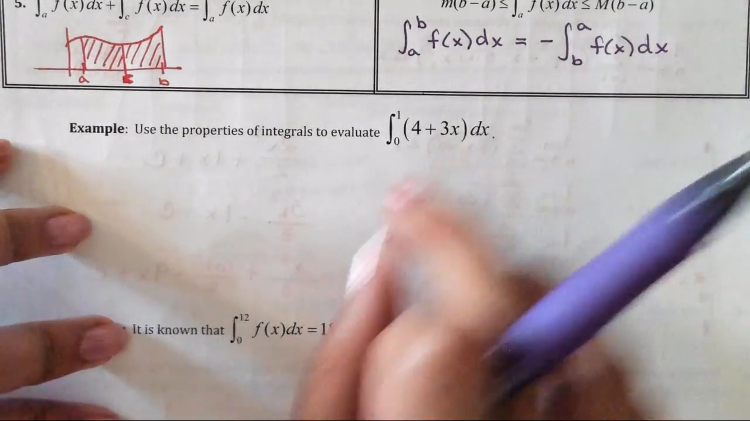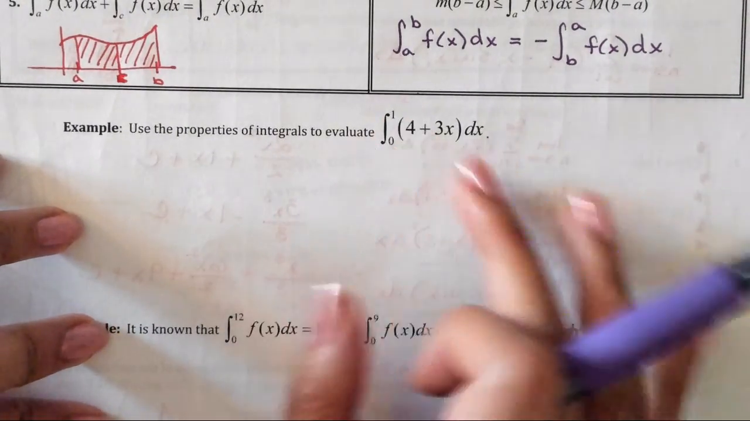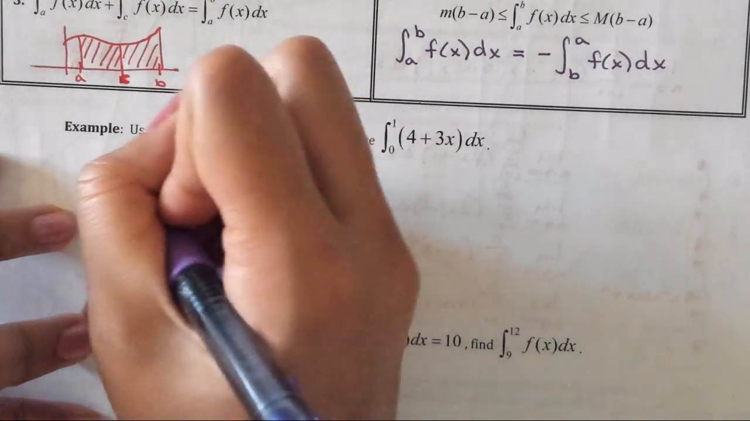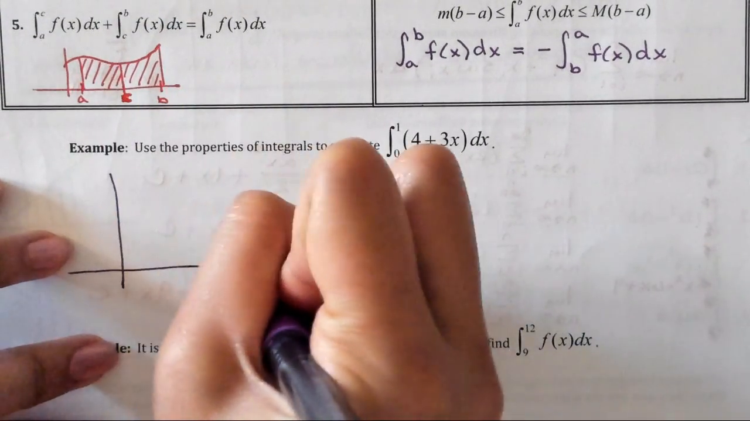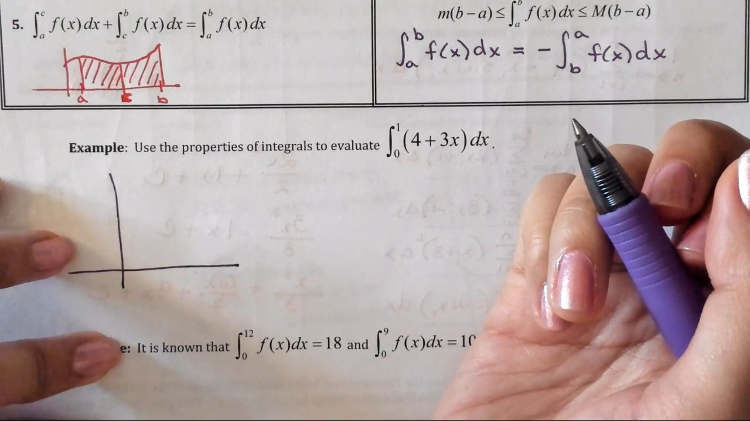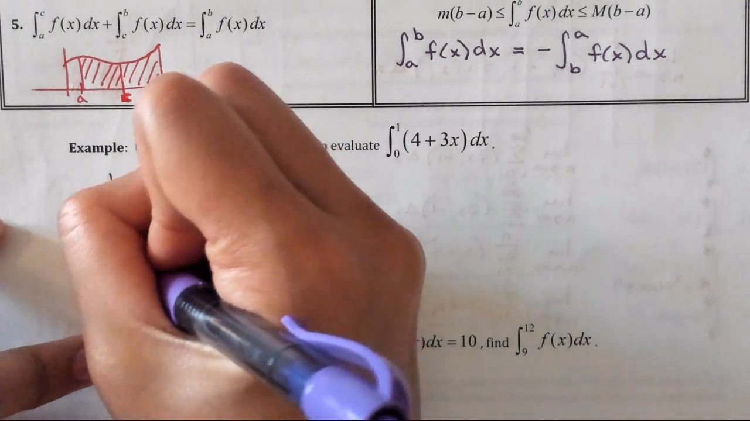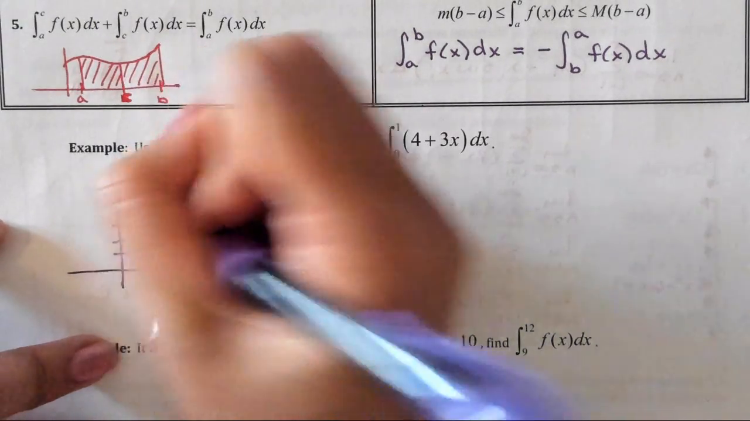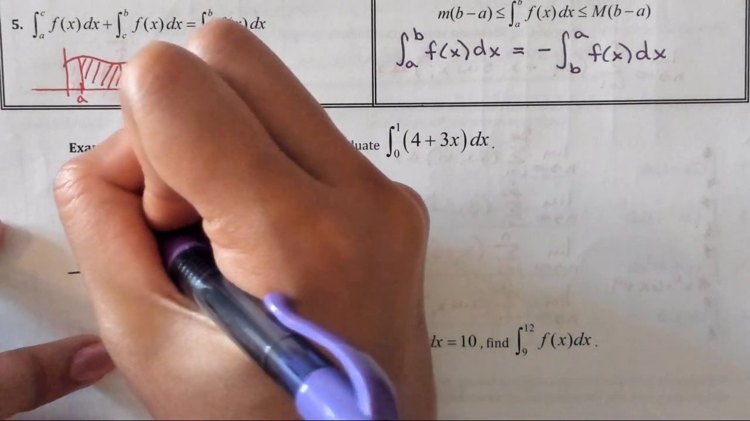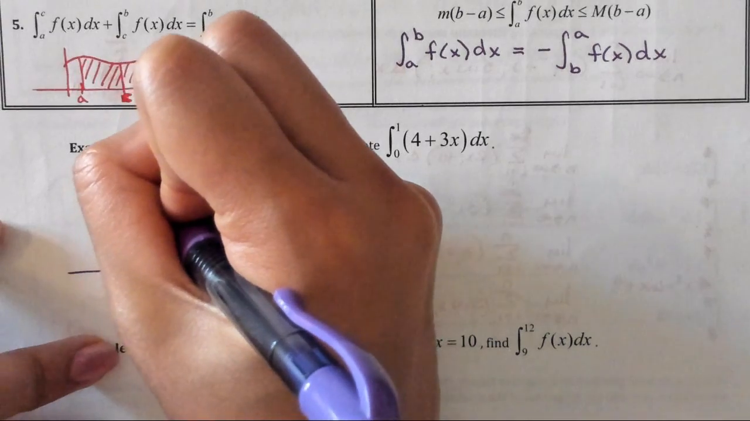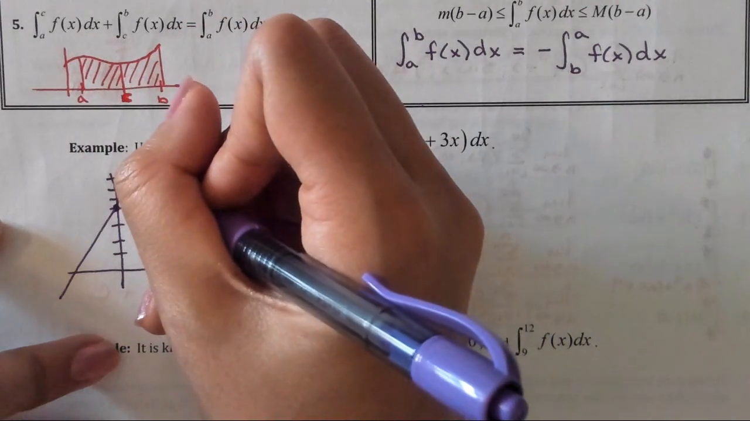All right, so we're going to use properties of integrals to evaluate the integral from 0 to 1 of 4 plus 3x dx. We integrate 4 plus 3x by graphing it for now. Y-intercept of 4, slope of 3. And then we're going from 0 to 1.